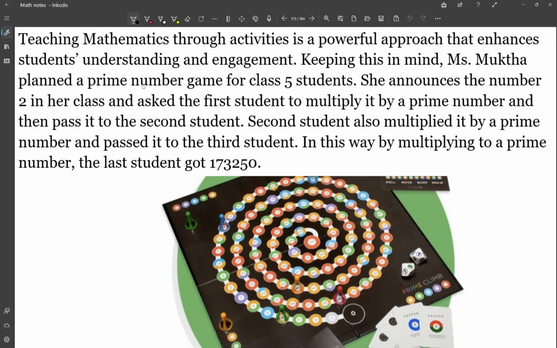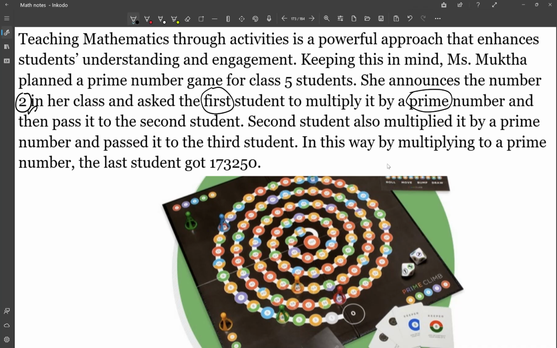So, Miss Mukta has planned a prime number game for class 5. She has announced the number 2 in her class. This is a very significant number. She has asked the first student to multiply it by a prime number. 2 is already a prime number, and she's asking her students to multiply by a prime number and then pass it on to the second student.